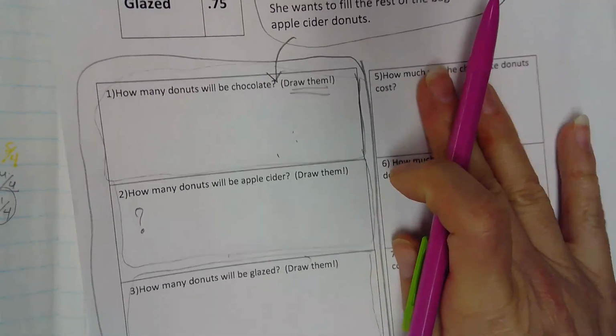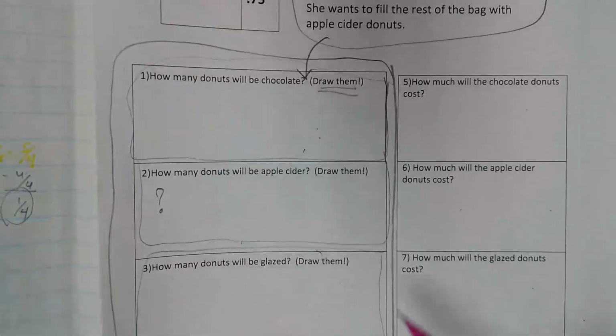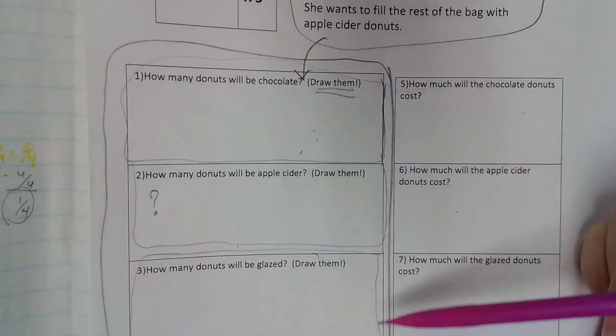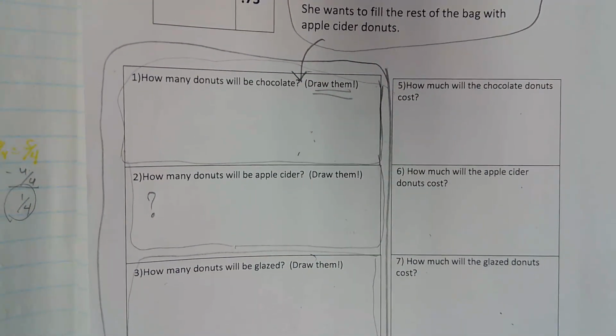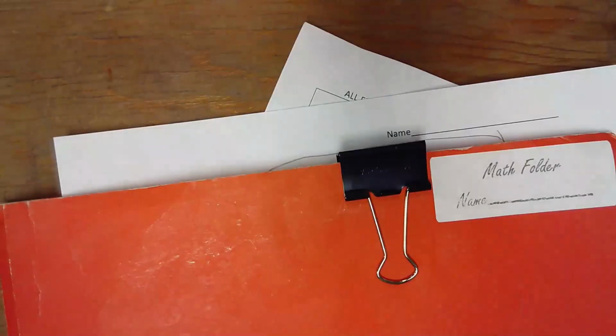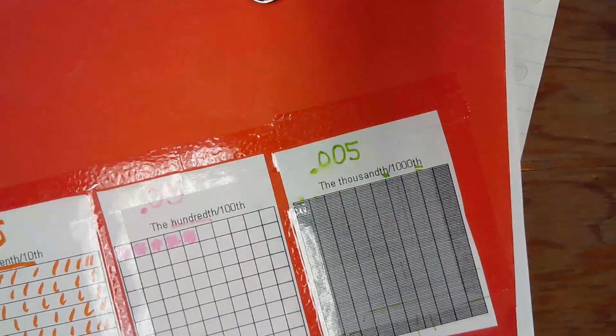Do not worry about anything else on this page. Your photograph that I want is just of this part. Okay? Now, using those ideas, we are also going to go ahead and do some work in the book, but I'm going to make that a separate video.